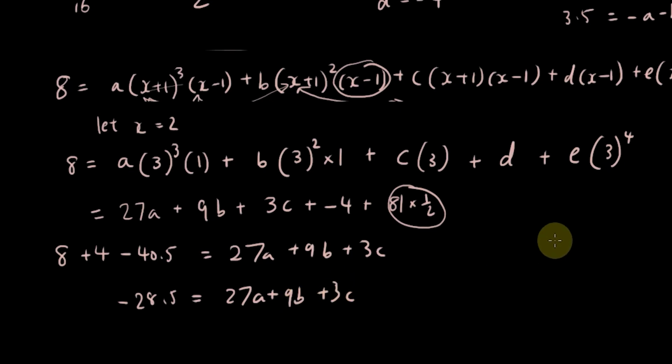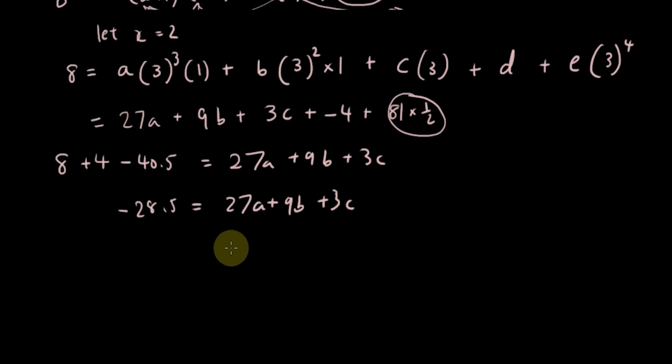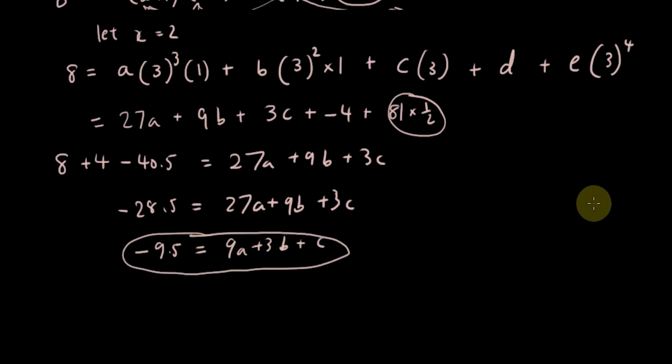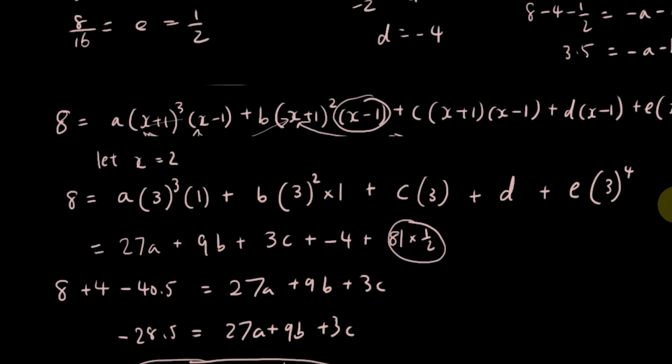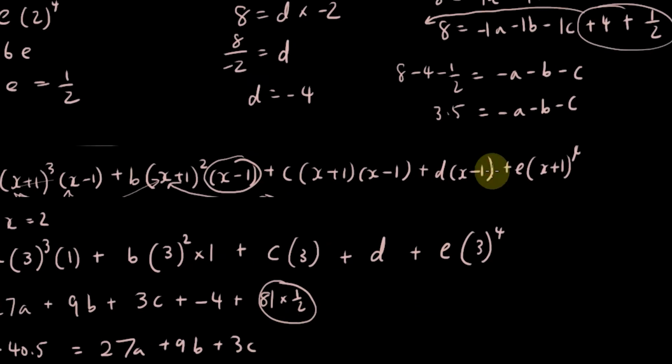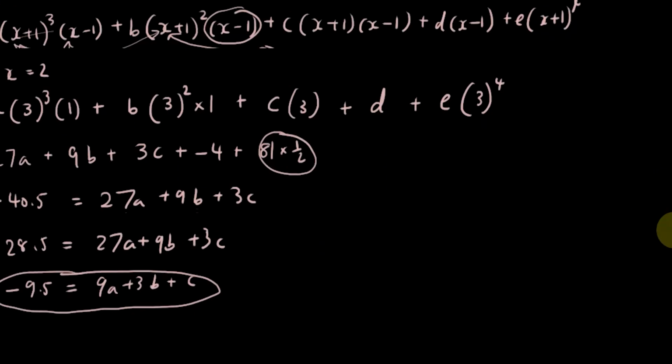So then we're going to divide everything by 3. Divide everything by 3. So we will get 9a plus 3b plus c. And this will be negative 9.5 after you divide both sides by 3. Okay, so that's our second equation. We need 3 equations because we have 3 unknown variables. So we got 1 equation, 2 equations. Now let's try a third one.